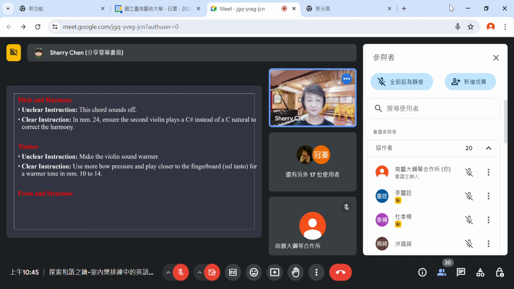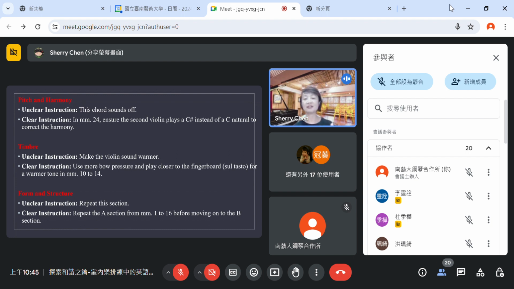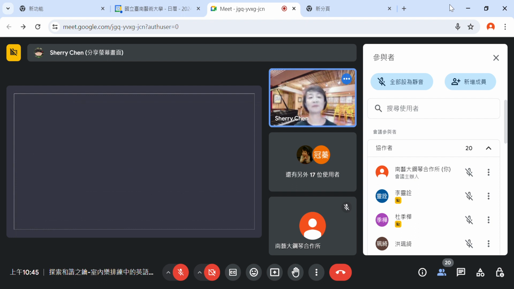Form and structure. A clear instruction: repeat the A section from measure 1 to 16 before moving on to the B section. So you're giving instruction on where to repeat.